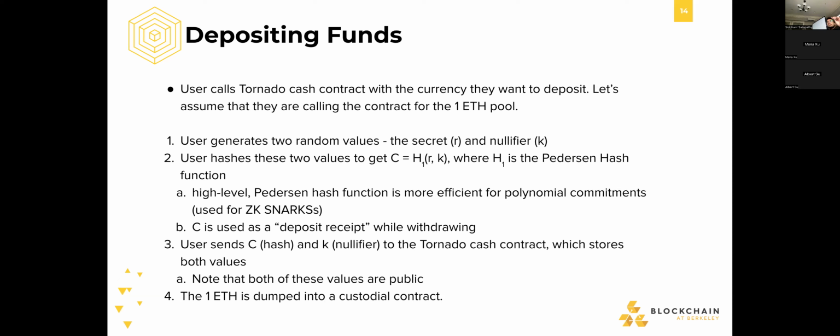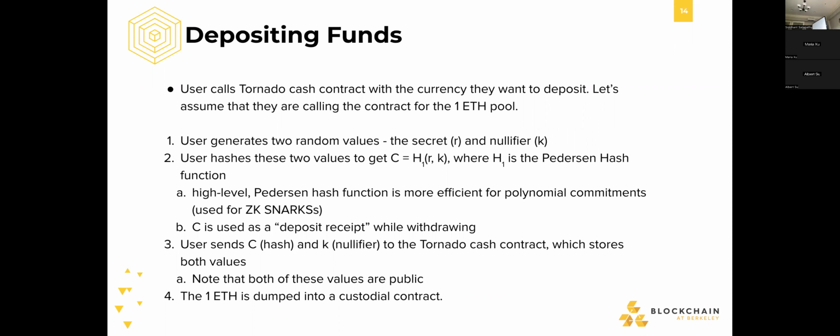And what the user then does is that they send the value of C, which is the hash, and the hash value of K, to the Tornado Cash contract. The contract actually stores both the value of C and the hash value of K. And since the contract stores it on chain, both of these are visible to just anyone who accesses the contract. So both of these are publicly visible. They aren't private.